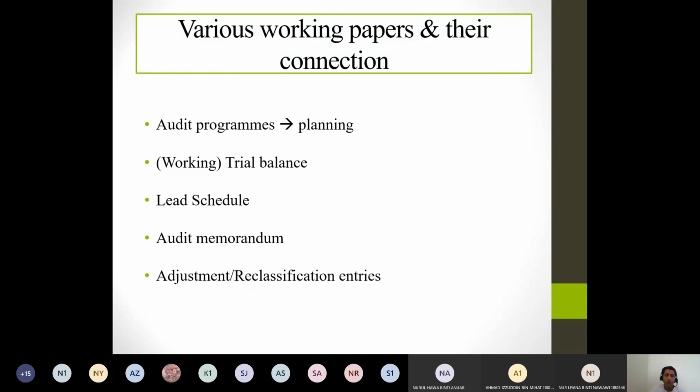And then we have working trial balance. Working trial balance, we will discuss in a short while. It is the trial balance that the client provides or issues, with some extra columns that we will add if there is any adjustment or mistake, or reclassifying some figures. So that is the trial balance or working trial balance. Lead schedule, audit memorandum, adjustment, reclassification entries.